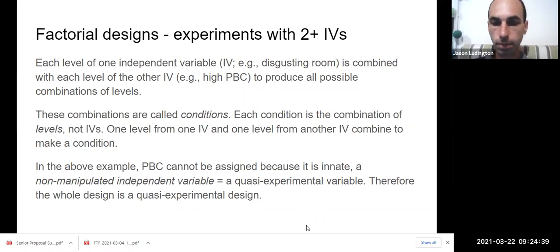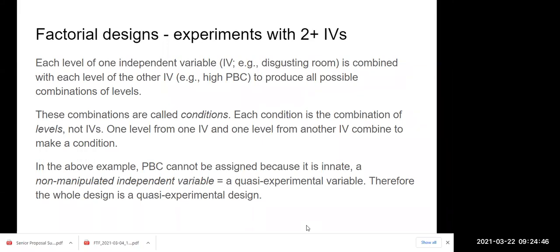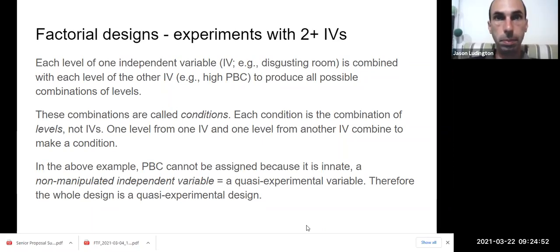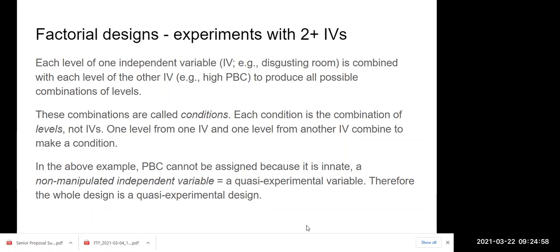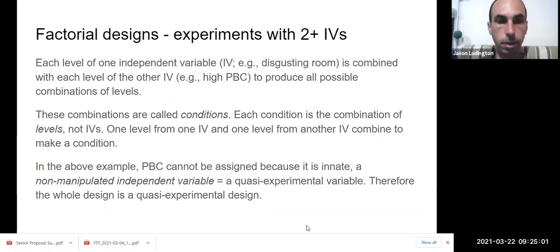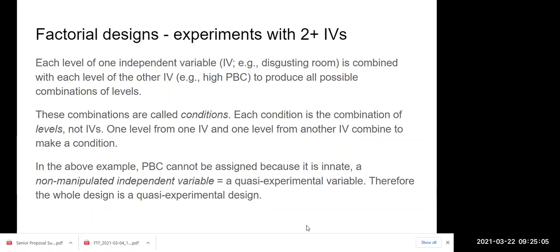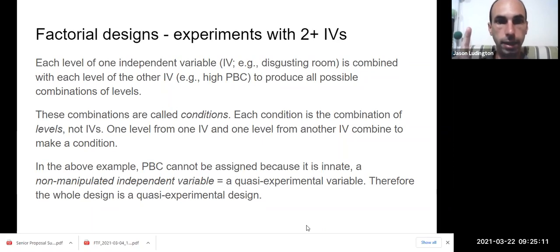Any questions from this slide? Can there be a case where both the independent variables are ones that can be manipulated? If they can both be manipulated, then that is a true experiment, or a proper, or you just call it an experimental design. Oh, so in this case, one of them has to be non-manipulated. If one of them is non-manipulated, the whole thing is called a quasi-experimental design. So just one quasi-variable changes the whole label of the whole study to be quasi. Okay.